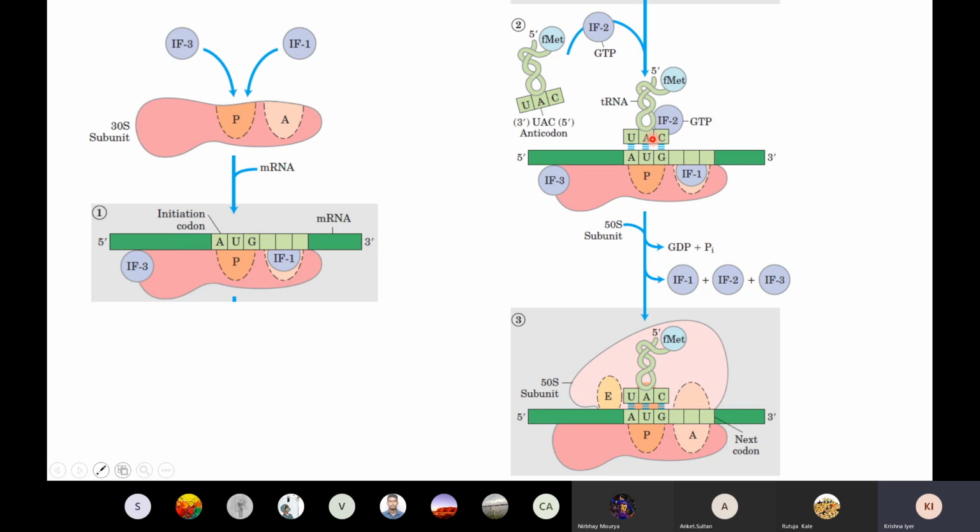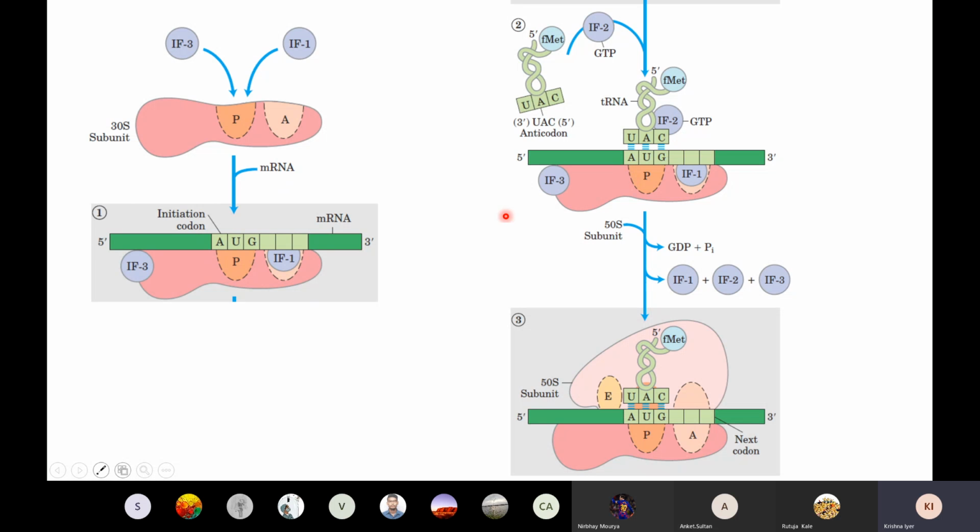Okay, now as this placement occurs, the GTP bound to this initiation factor gets hydrolyzed to GDP plus phosphate, and when that occurs, all of these initiation factors simply leave this setup, and the 50S subunit comes in and clamps down, and you get this functional initiation complex, which is actually signaling the start of what is called protein synthesis.